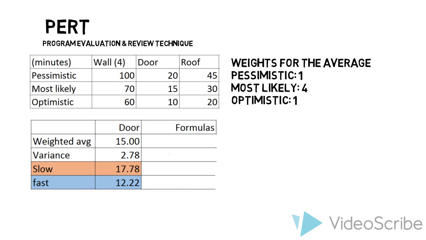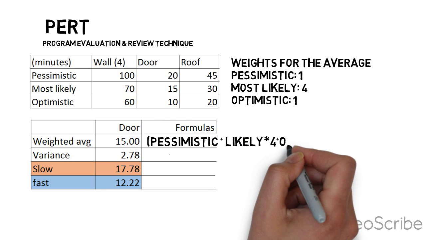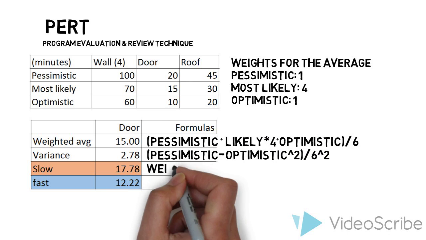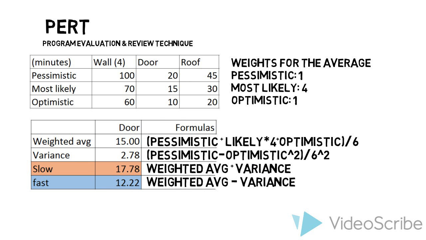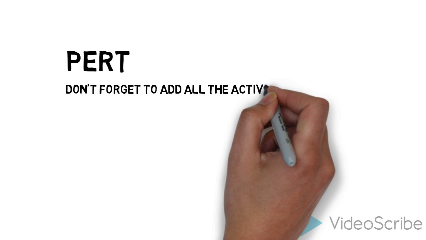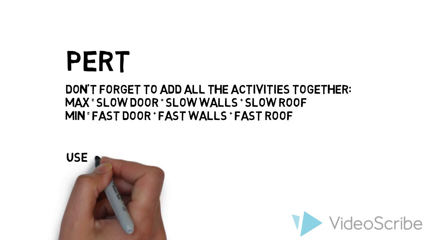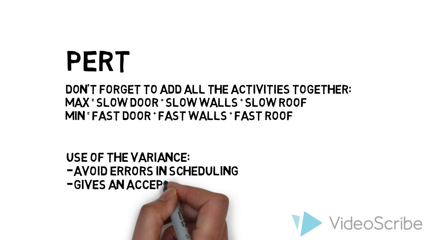When you will have done both of these, you will know that the slowest time for this activity will be the weighted average plus the variance. The fastest time for this activity will be the weighted average minus the variance. Oh, and don't forget to add all of your activities together. This will give you the range of completion the most accurate possible. And don't forget to reassess it and check if you are still inside this range after some time.